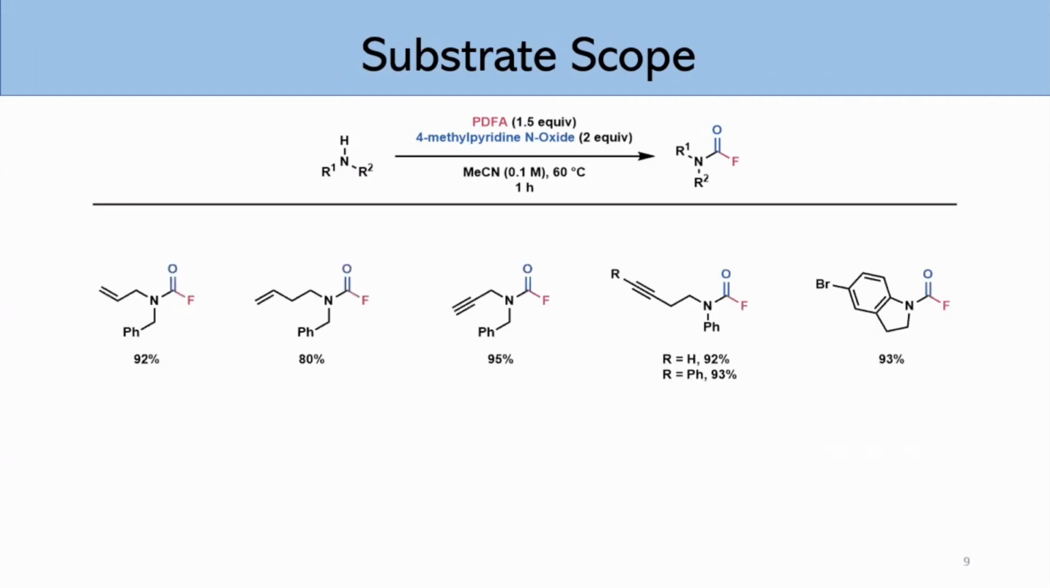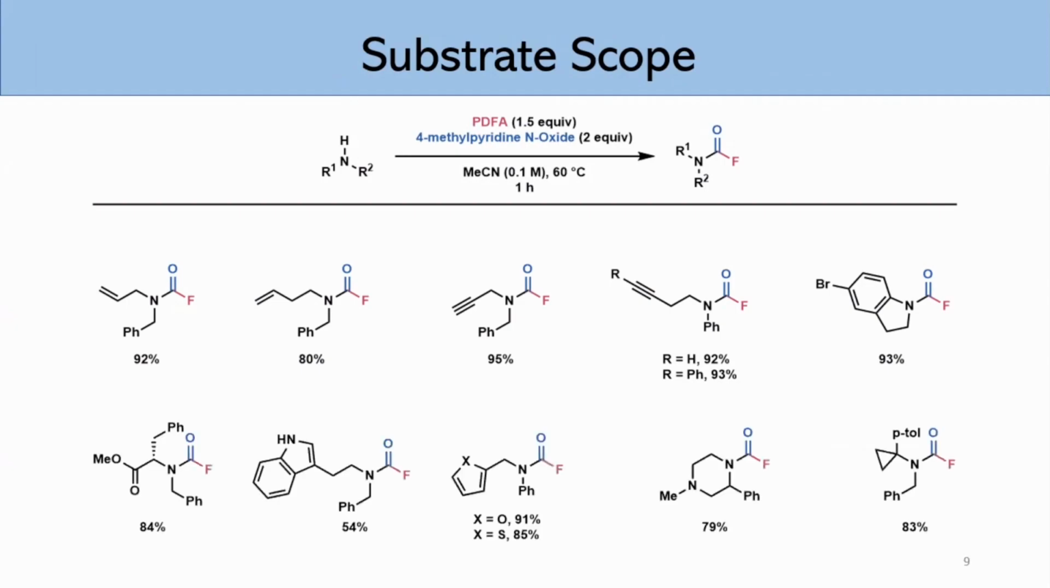Some more exciting substrates: we have a variety of alkene and alkyne tethered amines that work really well, actually, considering that difluorocarbene can undergo 2+1 cycloadditions with these pi systems, typically giving you difluorocyclopropanes and cyclopropenes. It also tolerates a few more heterocycles and biologically relevant molecules, such as this amino acid derivative, this piperazine, and this cyclopropane.